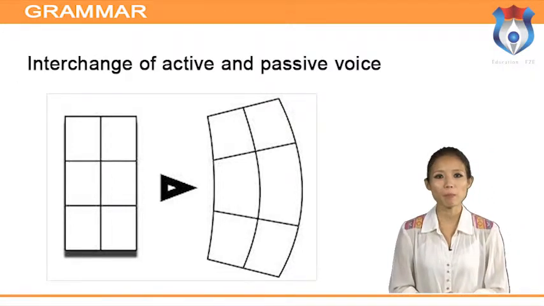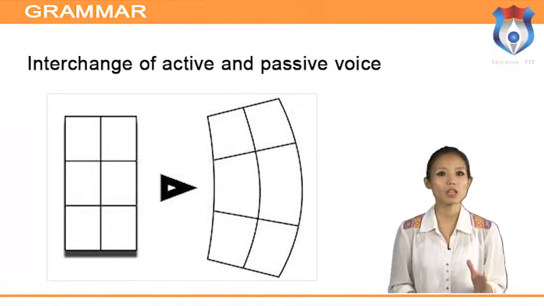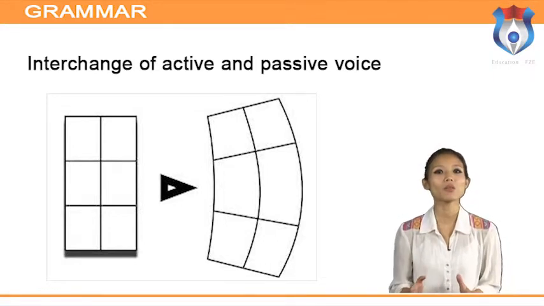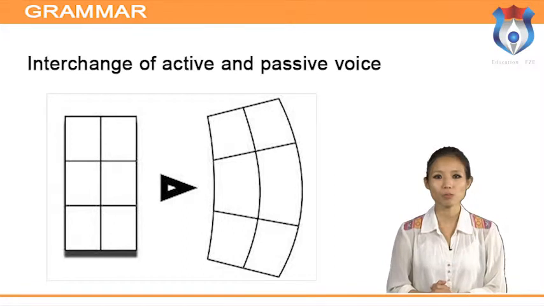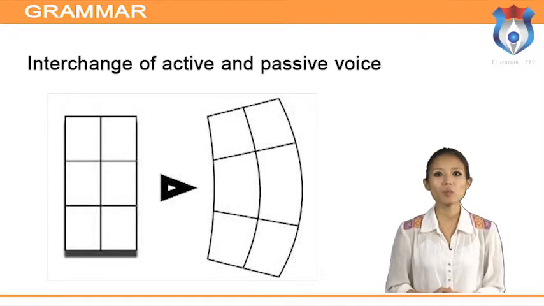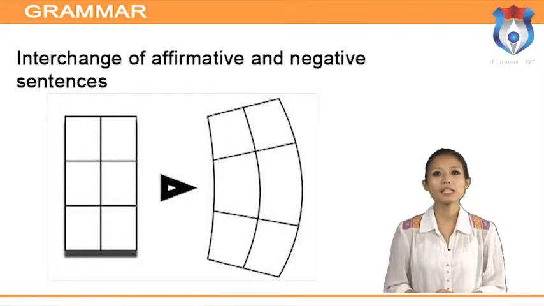Interchange of active and passive voice. A sentence is in active voice when the subject performs the action, and is in passive voice when the action is done on the subject by something or someone. For example, "The people will make him president" is active voice. "He will be made president by the people" is passive voice.